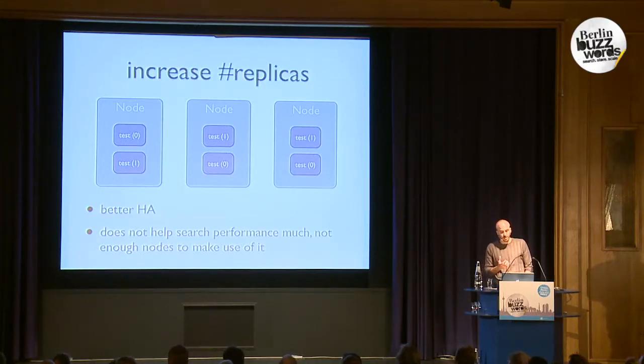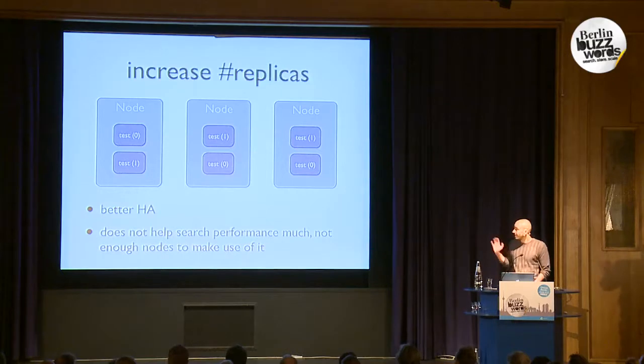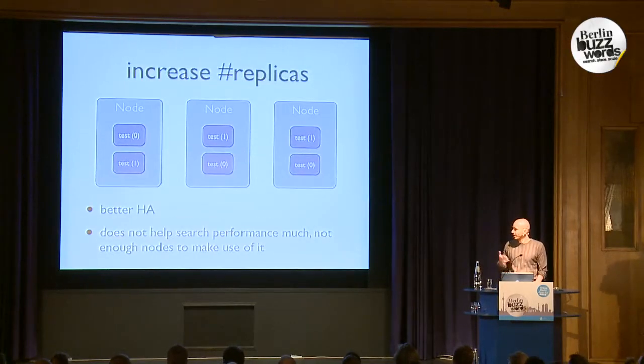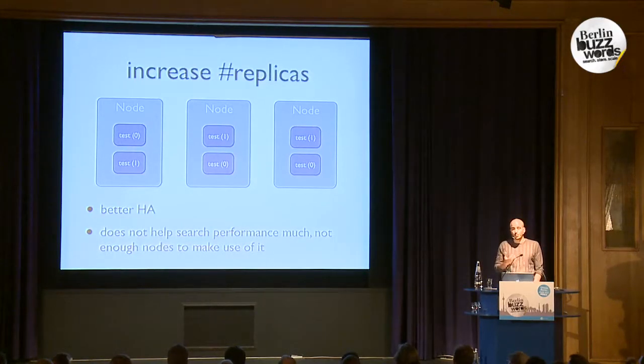One thing that a lot of Elasticsearch users miss at the beginning, at least, is that this doesn't really help us a lot when it comes to search, because a single shard in the previous case is already quite capable in handling a lot of concurrent search requests and obviously indexing requests as well. So if we just increase the number of replicas to two, we get better high availability, but we won't necessarily see better search performance because we already had a nice distribution of single shards on each node.